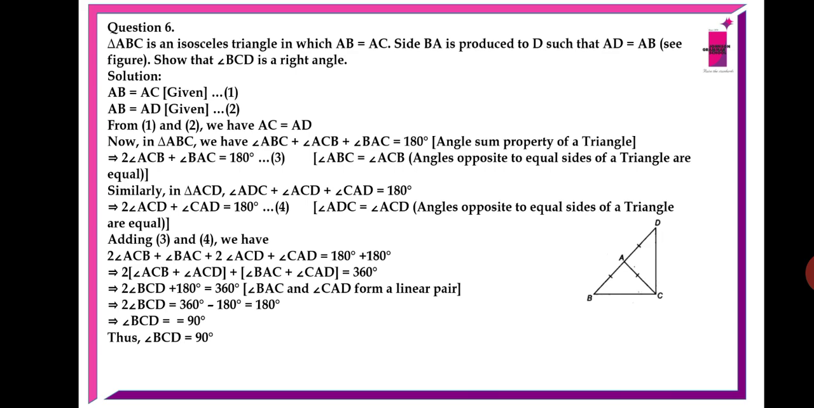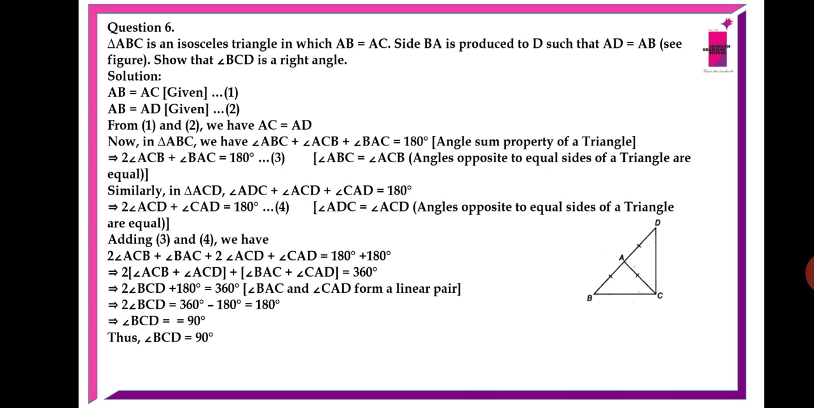AB equals AC, this is given data, equation 1. AB equals AD, this is also given data, equation 2. From 1 and 2 we get AC equals AD. Because AB equals AC and AB equals AD, then AC and AD are equal. All the three are equal.